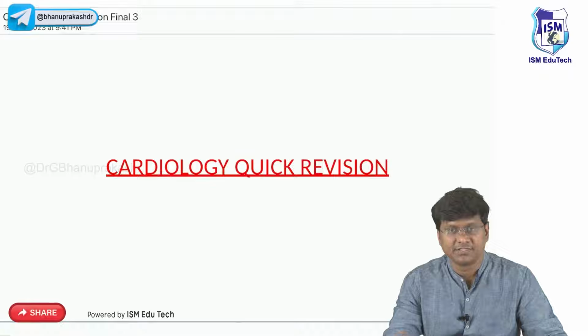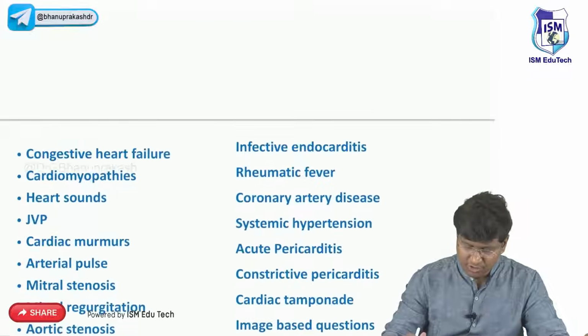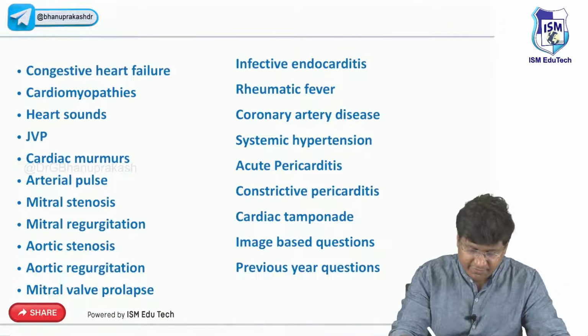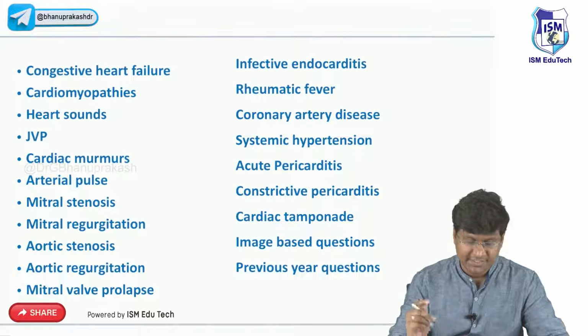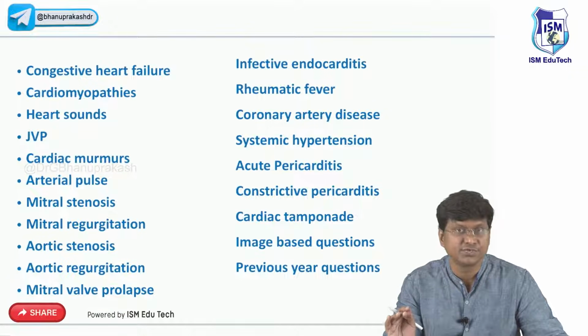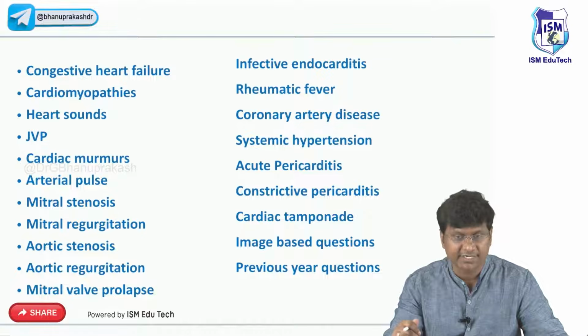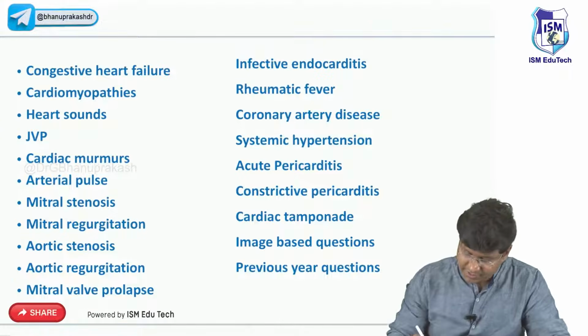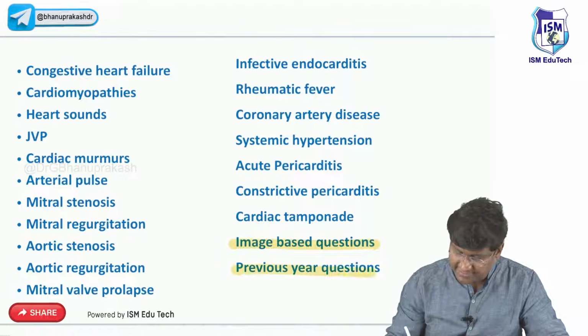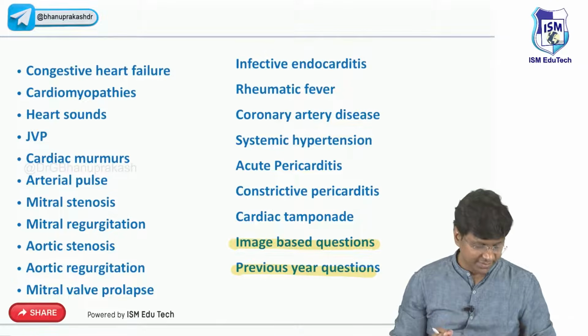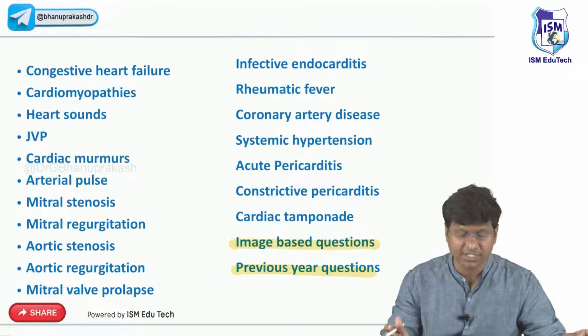Now let us start with the cardiology quick revision. So what are all the topics which I'll be doing the quick revision in this cardiology session? That is congestive heart failure, cardiomyopathies, heart sounds, JVP, cardiac murmur, then arterial pulse, and all the valvular heart diseases. Mitral stenosis, mitral regurgitation, mitral valve prolapse, aortic stenosis and aortic regurgitation. Then infective endocarditis, rheumatic fever, and then coronary artery disease, systemic hypertension, pericarditis, constrictive pericarditis, and then we'll be also discussing the image based questions as well as the previous year questions. Okay, so that will be the cardiology quick revision.